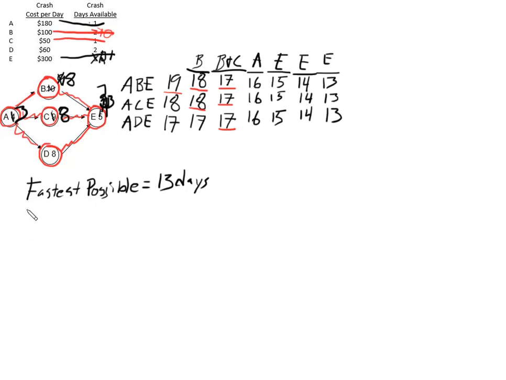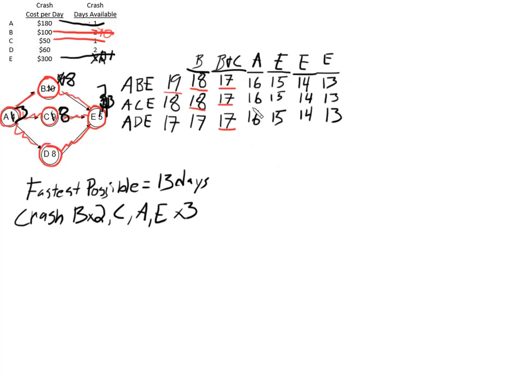And in order to accomplish that, we would crash B 2 times, and C once, and A once, and E 3 times. Okay, so if the goal is just to try to figure out the fastest we could possibly do this, well, there's our answer, 13 days by crashing B twice, C once, A once, and E 3 times.